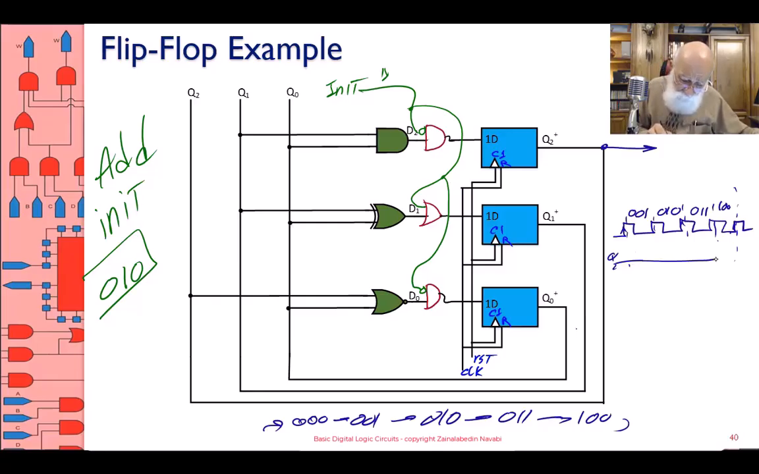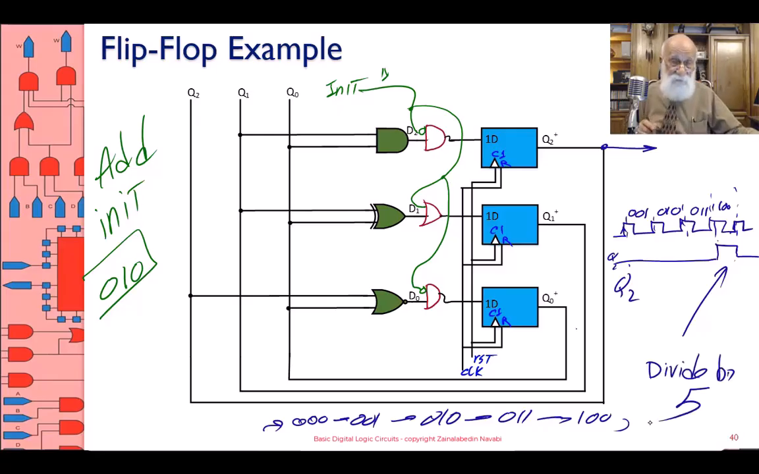Look at my Q output. My Q2 output becomes 1 on this edge of the clock and then back to 0. What is happening is that for every 5 clock edges, or every 5 clock pulses, I get a pulse on the output. So I can call this whole circuit, taking the Q2 output as the circuit output, a divide by 5 circuit.